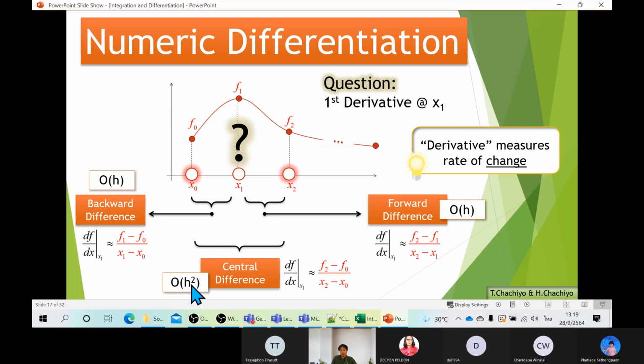It is h squared. h squared means that if you reduce the h by a factor of 5, the error is going to be reduced by a factor of 5 squared, which is 25, for example. So central difference is much more accurate than the forward or the backward. But in the limit of h going to 0, they will be the same, because that is the ideal case of the differentiation.